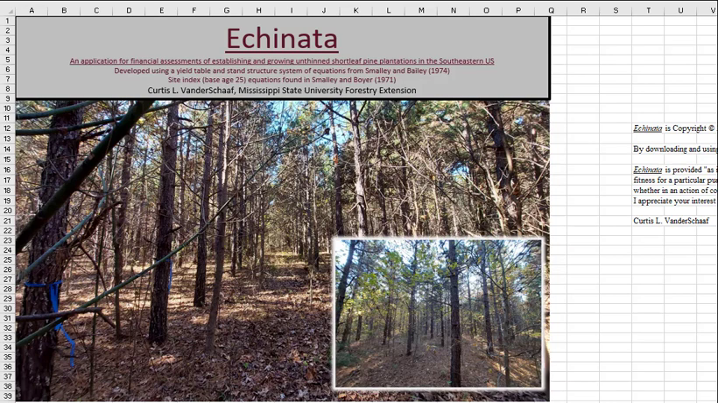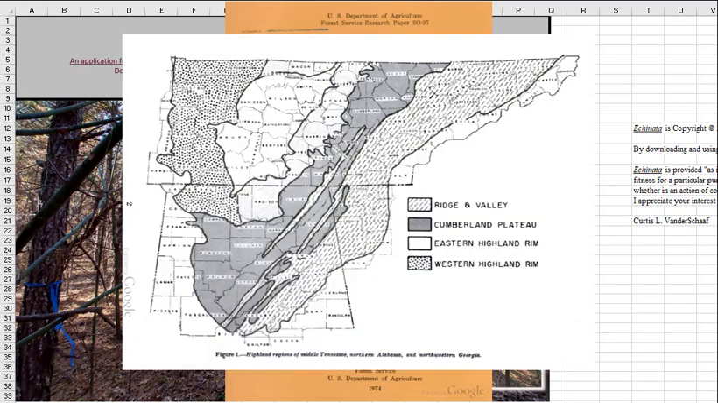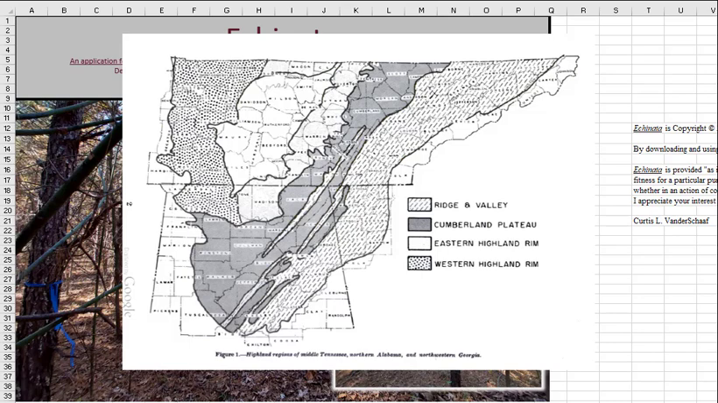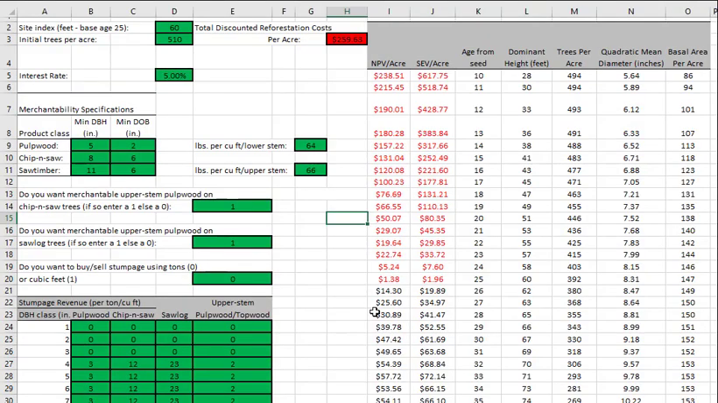This video is a brief description and introduction of how to use Echinata, which is a timber decision support system within Excel for shortleaf pine plantations in the Southeastern US. And the data comes largely from the highlands of Georgia, Alabama, Tennessee, but nonetheless we can infer whether they're applicable to areas in the Western Gulf or the western half of the Southeastern US, such as Mississippi or Louisiana or Oklahoma or Texas or Arkansas.